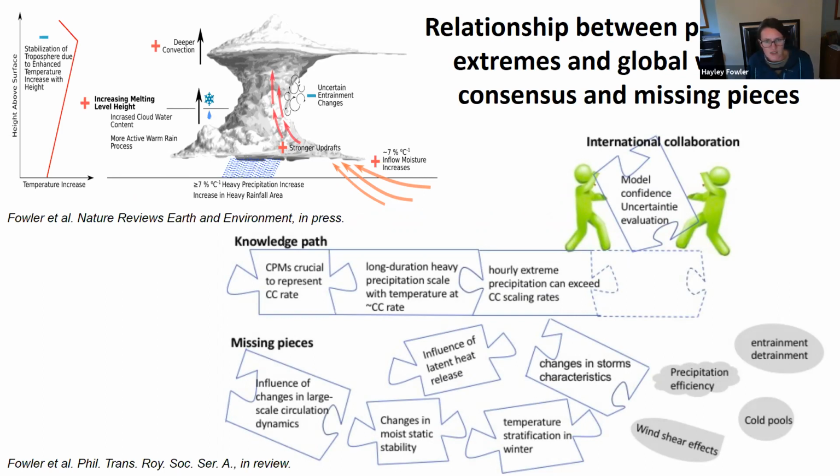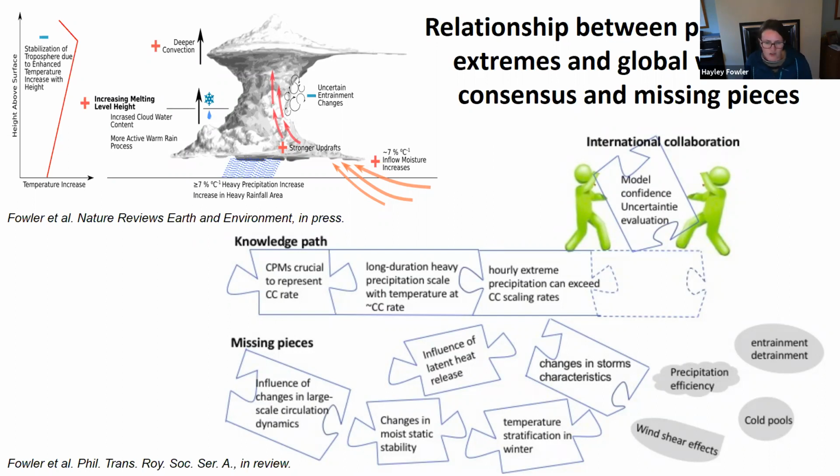And you can see here, the top diagram really shows the processes we understand in terms of how those will change. We'll get stronger storms, stronger updrafts, and deeper convection in the future. But there's a whole load of processes there that we don't understand well enough as well. And you can see at the bottom there some missing pieces.